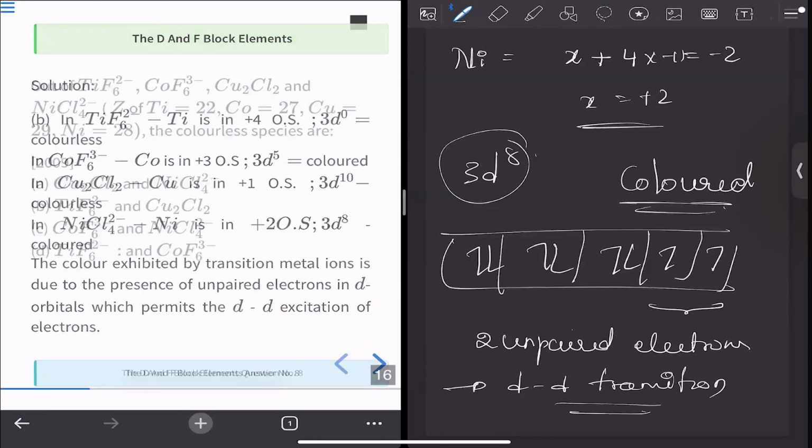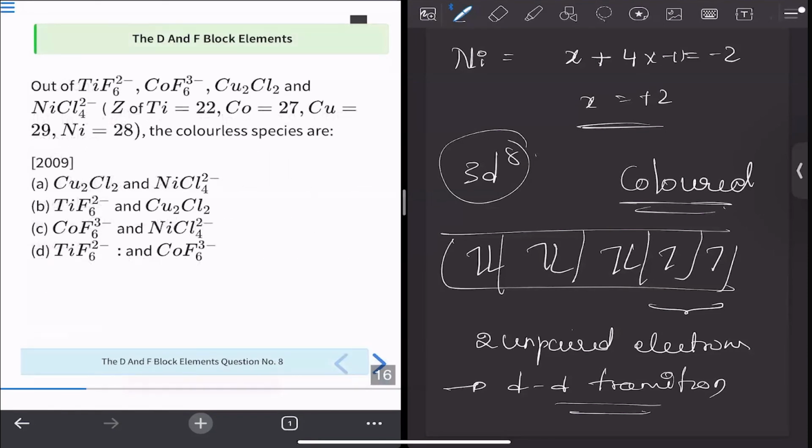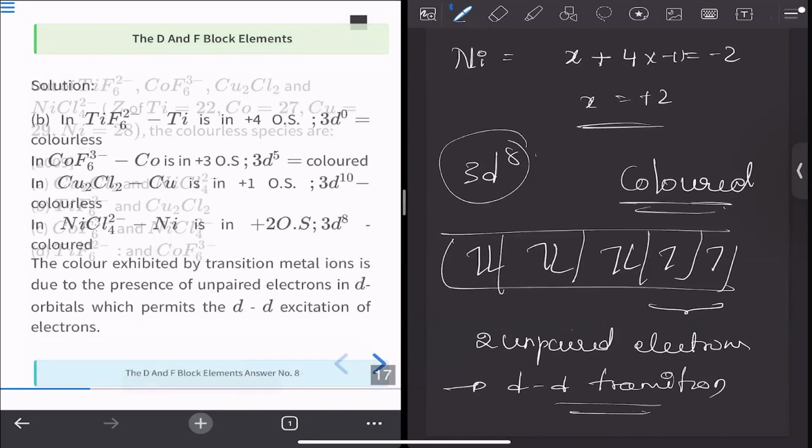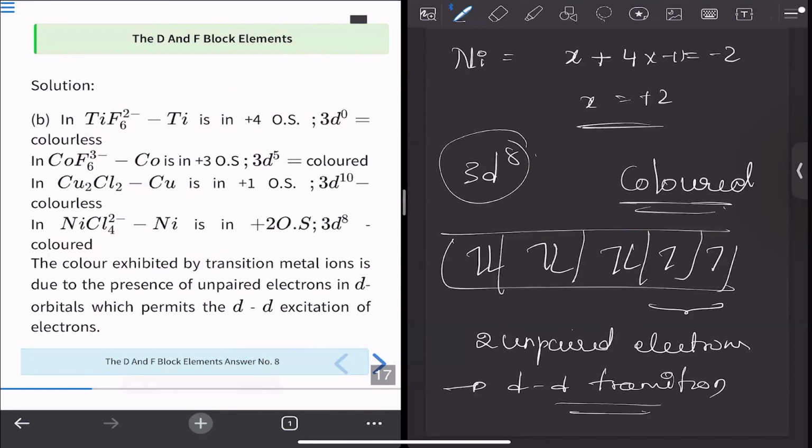So the colorless ones we have are TiF6 2 minus and Cu2Cl2. So option B is the correct answer. They have given that the color exhibited by transition metal ions is due to the presence of unpaired electrons in d orbitals, which permits the d-d excitation of electrons.